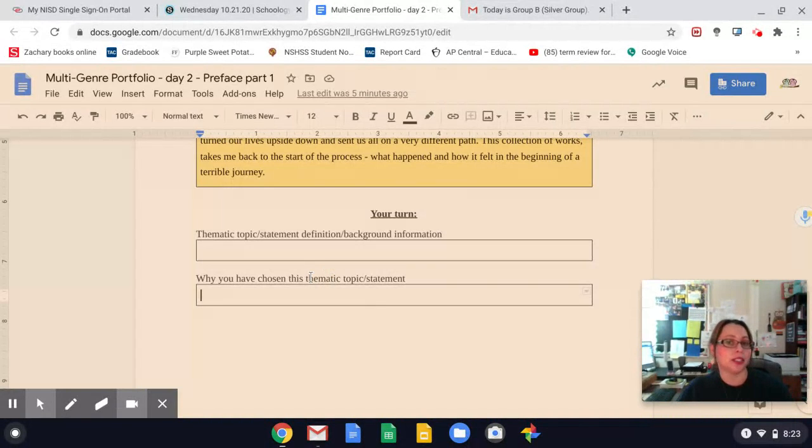Tomorrow we'll get started on focusing on what first piece you're going to include in your portfolio. But today, it's just the first two paragraphs of your preface, just like Mrs. Winstead's portfolio project sample that's in Tuesday's folder if you want to go back and look at it and see it in totality, how it looks in the end. But today's just paragraphs 1 and 2.